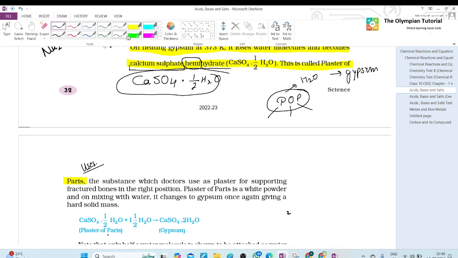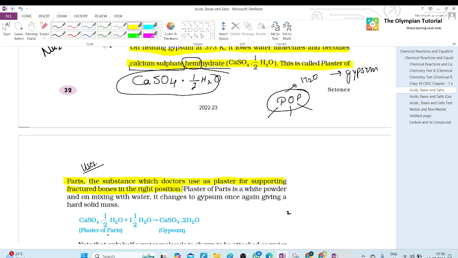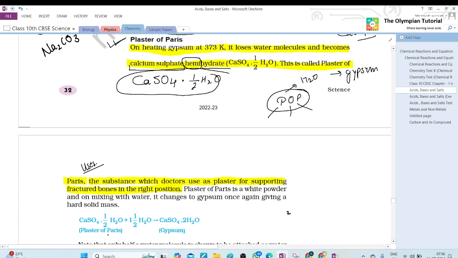Uses: the substance which doctors use as plaster for supporting fractured bones in the right position. After that, you will make different points for this one. Plaster of Paris is a white powder, and on mixing with water it changes to gypsum, once again giving a hard solid mass.